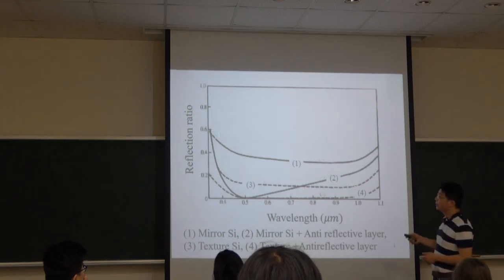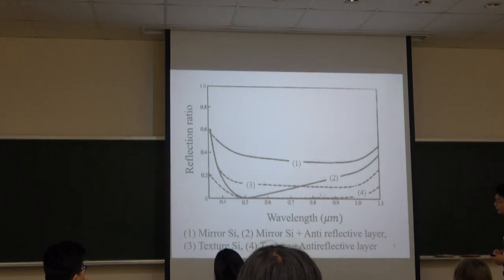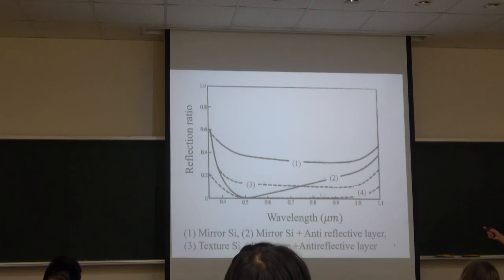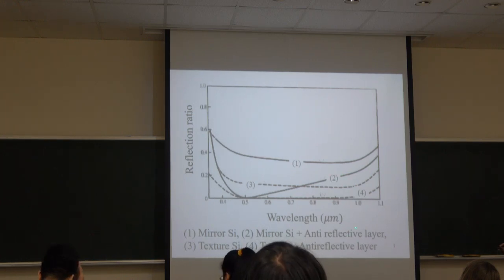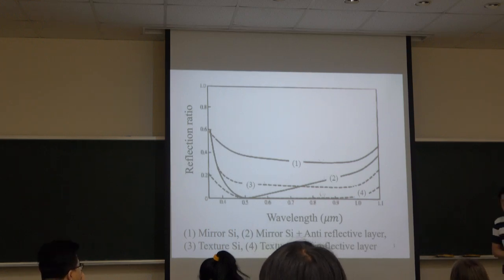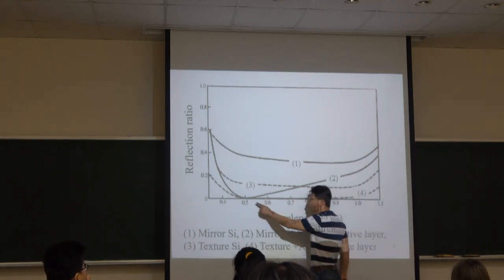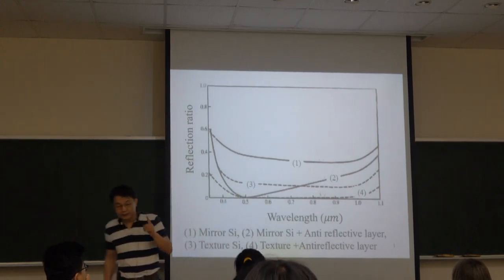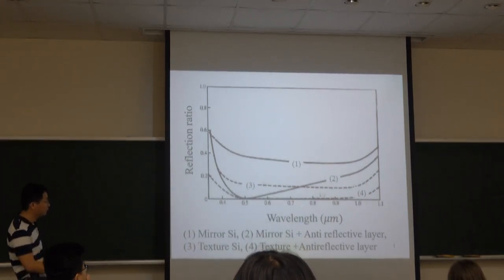So this is a reflectance ratio. For example, we have case 1, case 2, case 3, and case 4. Case 1 is the mirror surface of the silicon, which means without any coating and without a tetra surface, so you can see the reflectance is right here. In the second case, if we deposit an anti-reflecting layer on the surface of the silicon, for example at 500 nanometers, you get lower reflectance.